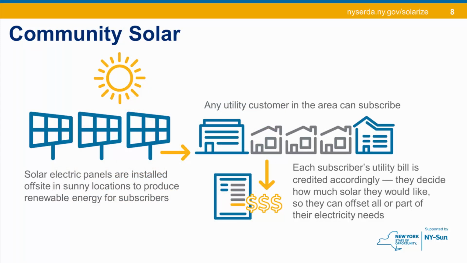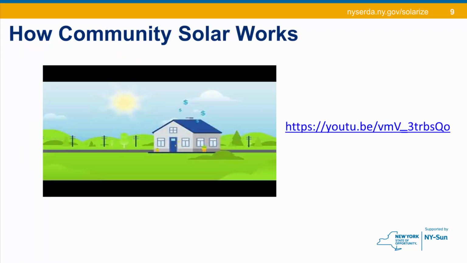Community solar projects differ from typical residential rooftop systems in that the power is generated in a different location than it is consumed. Community solar projects are large arrays installed in a community. Residents and businesses can subscribe to receive a portion of the energy produced from the system. In fact, any utility customer in the area can subscribe. Subscribers then receive a credit on their bill associated with the community solar energy generation. The subscriber decides how much solar they would like, so they can offset all or part of their electricity needs. For more information, watch NYSERDA's short community solar video on YouTube.